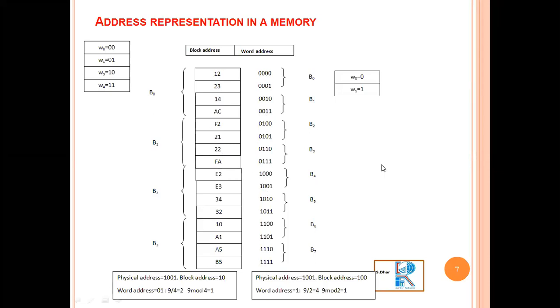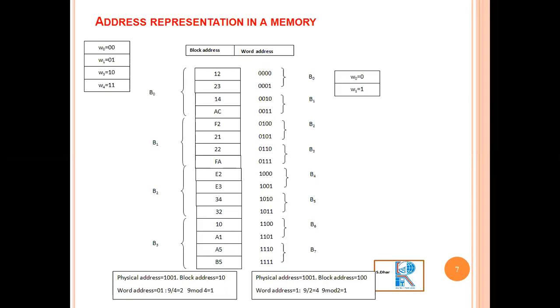So this is a logical division. Now that means each physical address can be divided into two addresses. One is called a block address, another is called a word address. Clear? Now we will try to find out, if one physical address is given, how to find out the block address and how to find out the word address of that particular physical address.